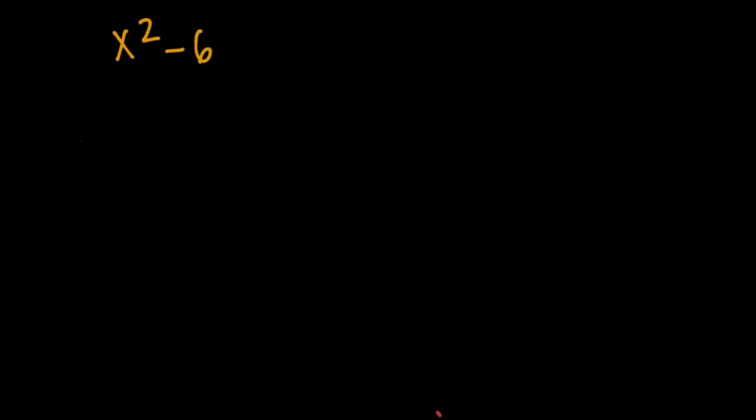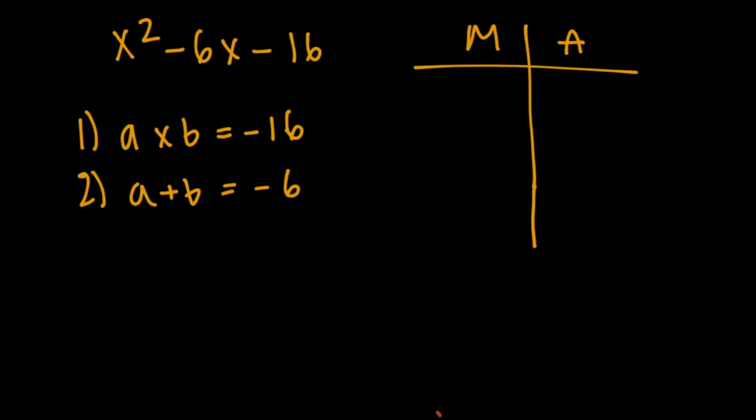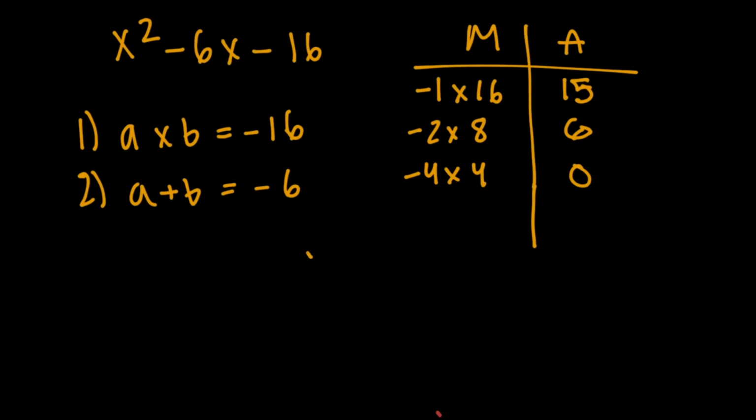Problem 3 will be x squared minus 6x minus 16. Rule number 1, a times b has to multiply to negative 16. Rule number 2 is a plus b has to add to negative 6. So we make our table and we list out the factors of negative 16. So that can be negative 1 times 16, negative 2 times 8, and negative 4 times 4. And we add 15, 6, and 0. So you see, well, none of these actually meet our rule.